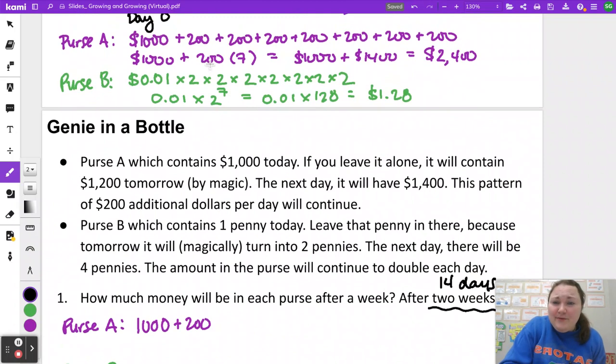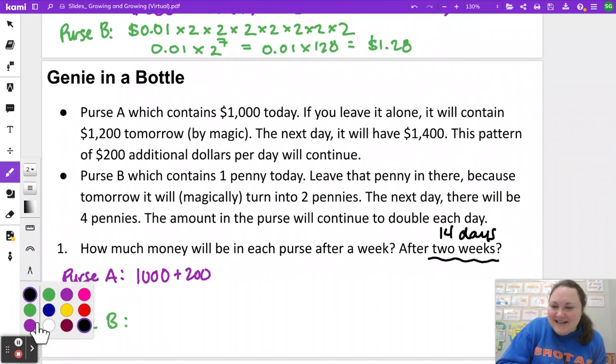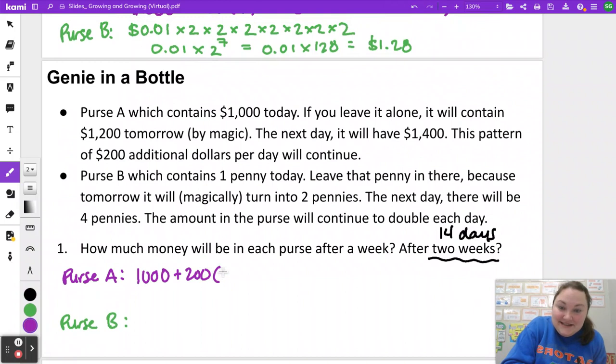Now, earlier we wrote it both ways. I am not going to write plus 200, plus 200, plus 200, plus 14 times. I'm just going to say I need to add 200 times 14. Now, I'm going to do that multiplication first before addition. That also goes back to PEMDAS, order of operations.